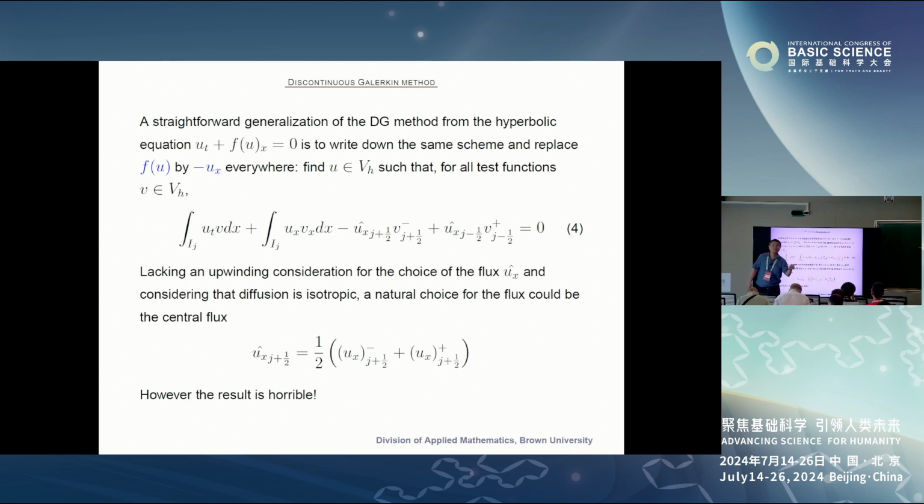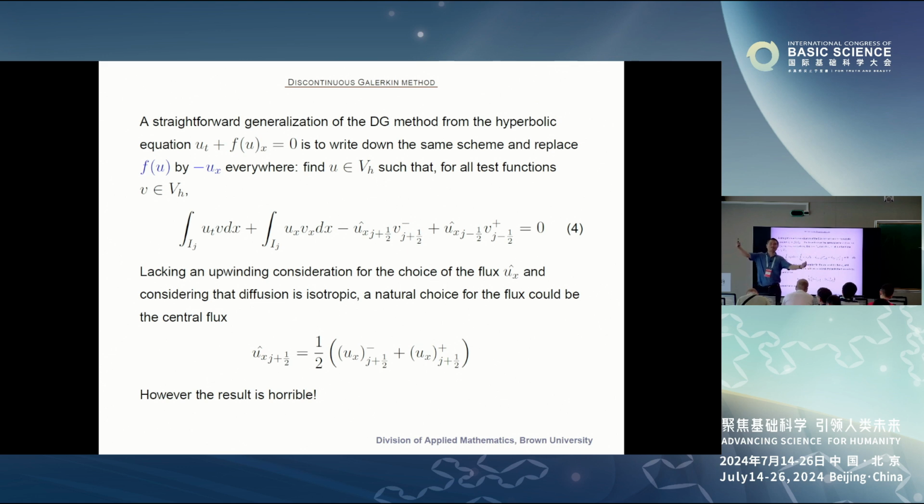Before I had this monotone flux, f hat (u minus, u plus), with the property that it's increasing in the first argument, decreasing in the second argument. Right now, it's not even a function of u, it's a function of u_x. So I cannot use a monotone flux, there is no such thing. So what should I use? Well, you may argue, why don't I just use central flux?